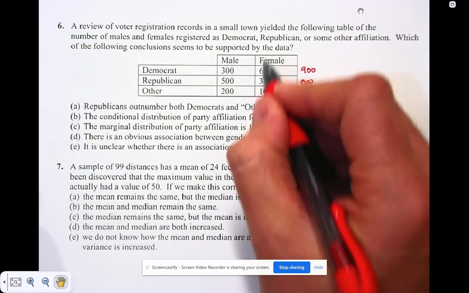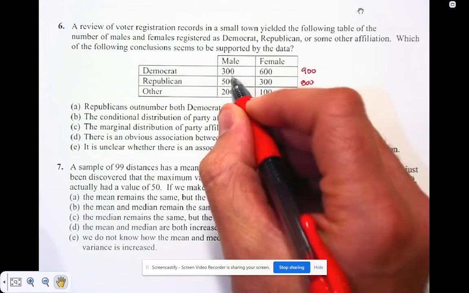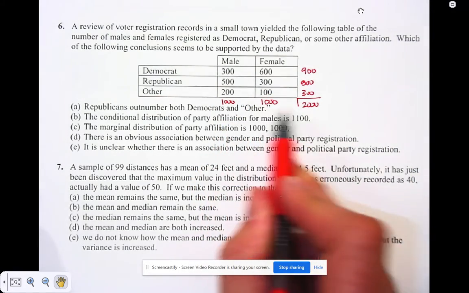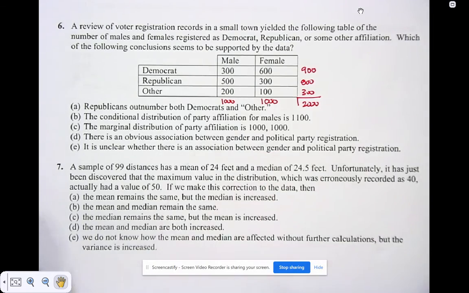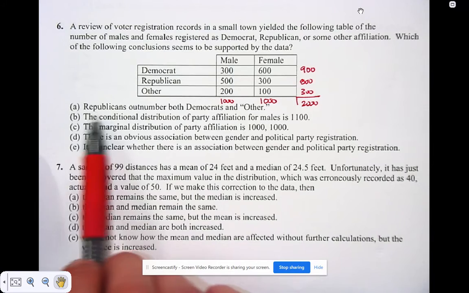That's your table total. Down here, 6, 7, 8, 9, 1,000. And 5, 6, 7, 8, 9, 1,000. And you can see if you add these up, you get 2,000. You need those totals so that you can do percentages. Okay, so let's just start reading through these things.